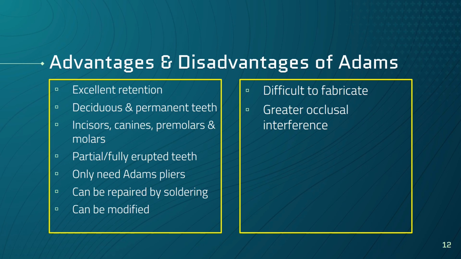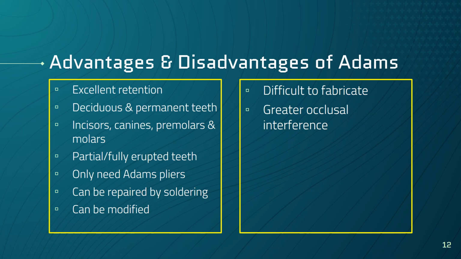What are the advantages and disadvantages of the Adams clasp? The advantage is it provides excellent retention. It can be used on deciduous or permanent teeth. It can be used on incisors, canines, premolars, and molars. It can be used on partially or fully erupted teeth with certain modifications, of course. All you need to fabricate an Adams clasp is Adams pliers, and it can easily be repaired by soldering, and it can be modified.